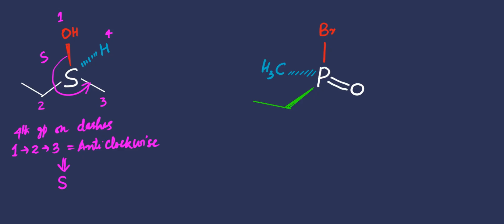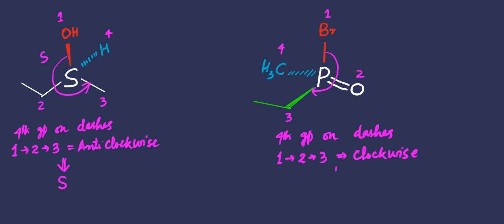Consider this phosphorus chiral center. Bromine gets number 1, oxygen number 2, ethyl number 3 and methyl number 4. Arrow from 1 to 2 to 3 moves clockwise, with least priority group 4 on dashes. Thus, the absolute configuration of this phosphorus chiral center is R.